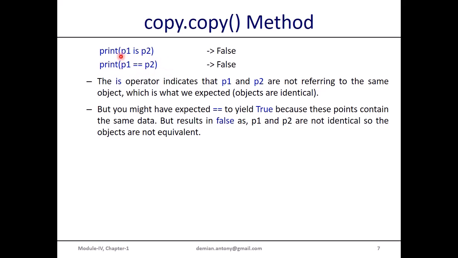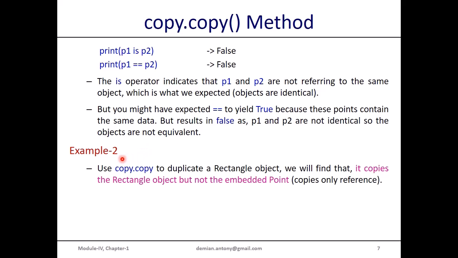And what about the equal? Again, this is false. P1 is separate because they are not identical. Definitely they are not equivalent. That you have to remember. The objects which are identical need not be equivalent, and here it is not. The objects are not identical. Definitely they are not equivalent. So that's why we get the results false and false. We'll take up one more example. We'll apply this copy to duplicate the rectangle object.